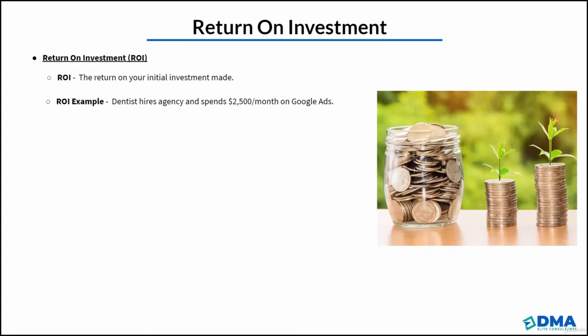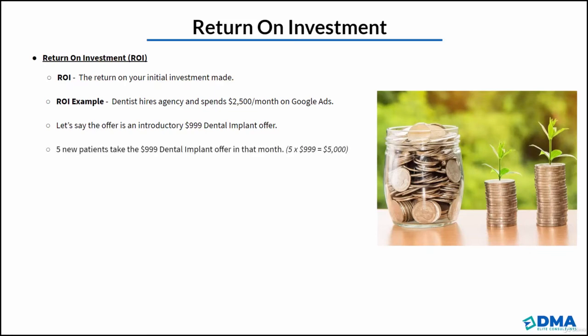So let's say that a dentist hires an agency and spends $2,500 a month on Google Ads, okay? And let's say that the offer is an introductory $9.99 dental implant offer, right? Very, very high value. A dentist can easily sell these for several thousands of dollars. So 5 new patients take on that $9.99 dental implant offer. So that's $5,000 in new revenue generated with an initial investment of $2,500, right?